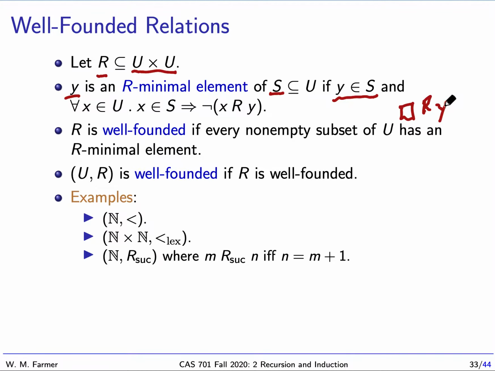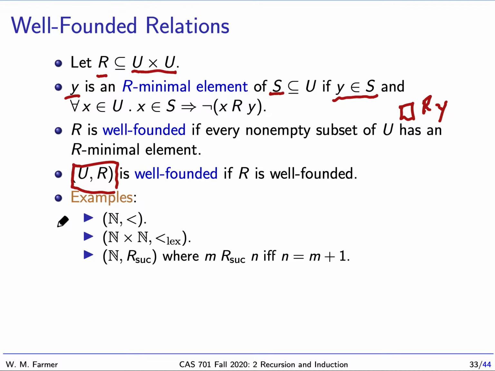So it's like saying we have a smallest member, but R is not necessarily an order. It's just a relation. So we say R is well-founded if every non-empty subset of U has an R minimal element. So that's what well-founded means. And we will say that the structure (U, R) is well-founded if R is well-founded. And we have several examples.